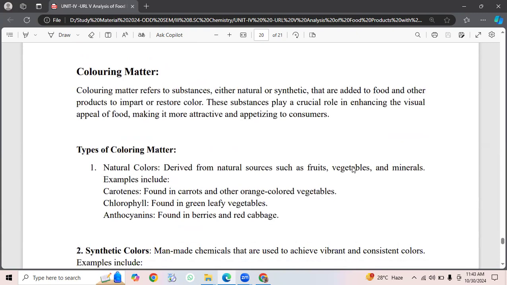What is coloring? A coloring matter refers to the substance, either natural or synthetic, that is added to food and other products to impart or restore color. These substances play a crucial role in enhancing the visual appeal of food, making it more attractive and appetizing to consumers. So in short, we can say that it is to attract the consumers.